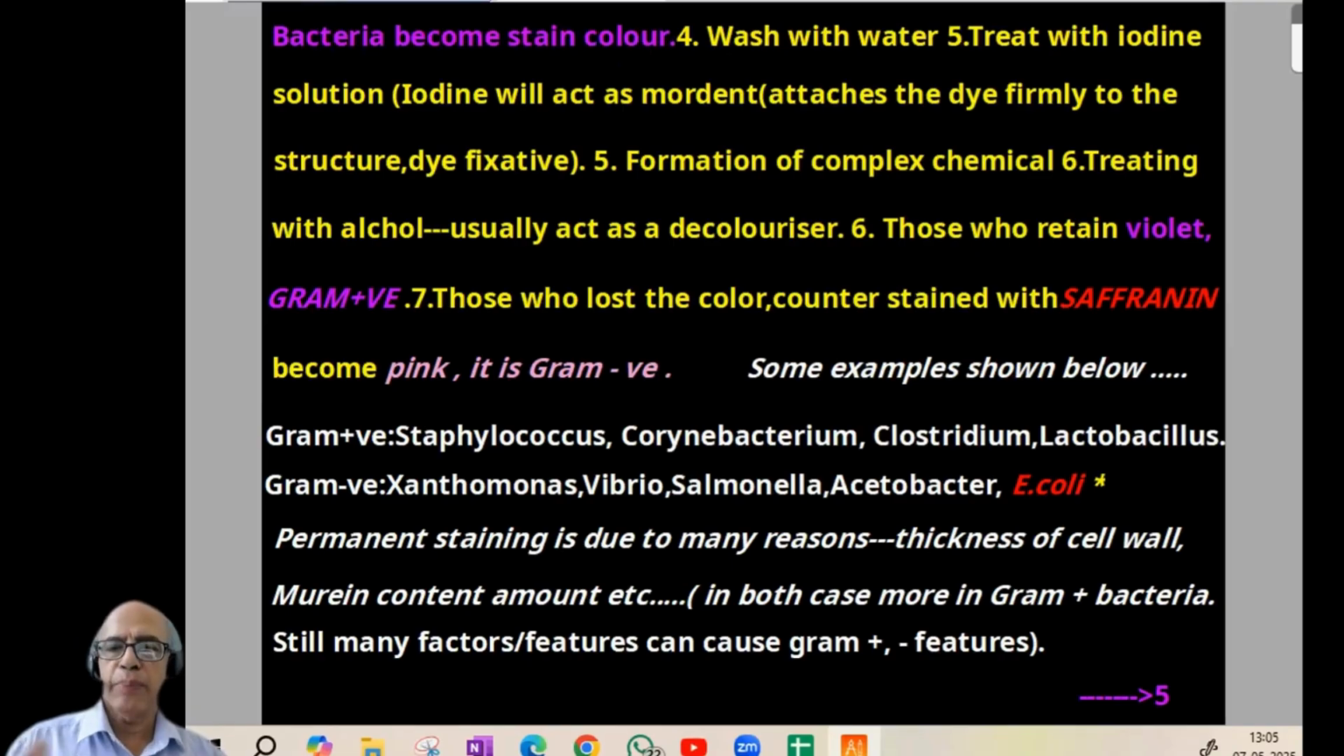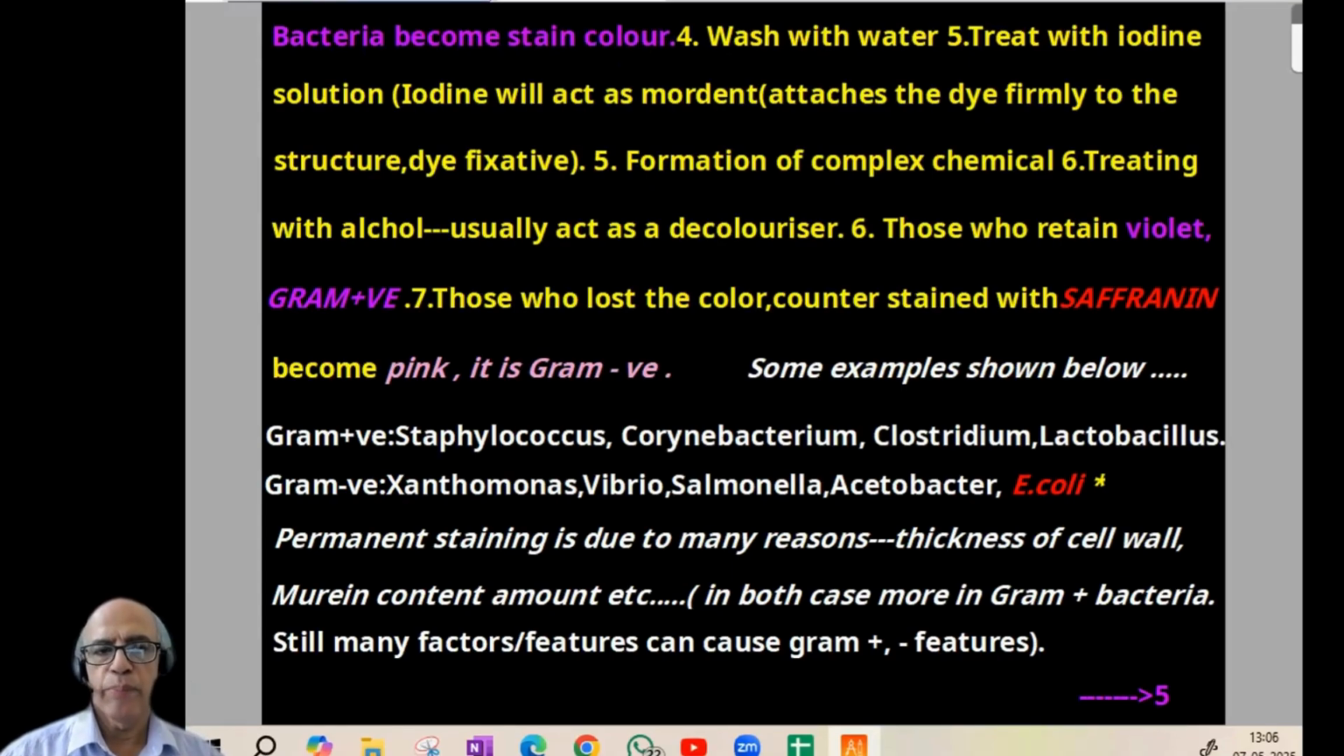Then the next step is treating with alcohol. It usually acts as a decolorizer. Those that retain violet after treating with the alcohol are called gram-positive. And those that lost the color, counterstained with the safranin, become pink, and are called gram-negative. I think the idea is clear. Stepwise procedure.